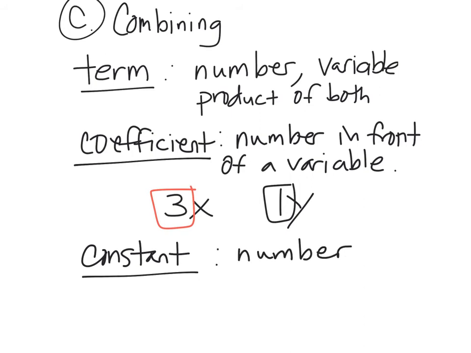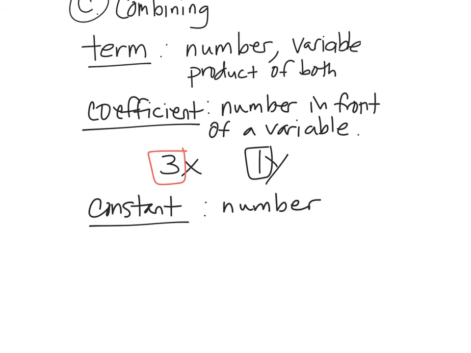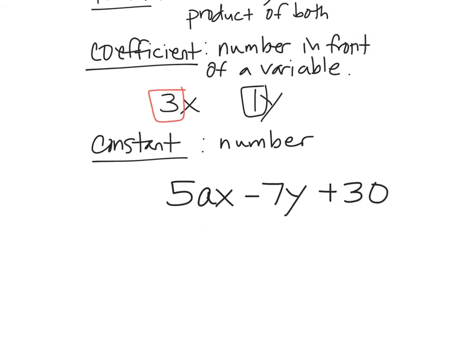No variables in a constant. Okay? So let me give you an example. Something like this: 5ax minus 7y plus 30. That is an algebraic expression. Right now it really means nothing. We don't even know what that is. But they stand for things.